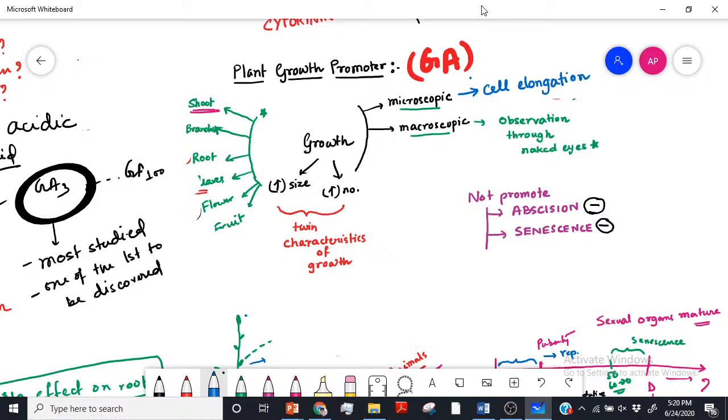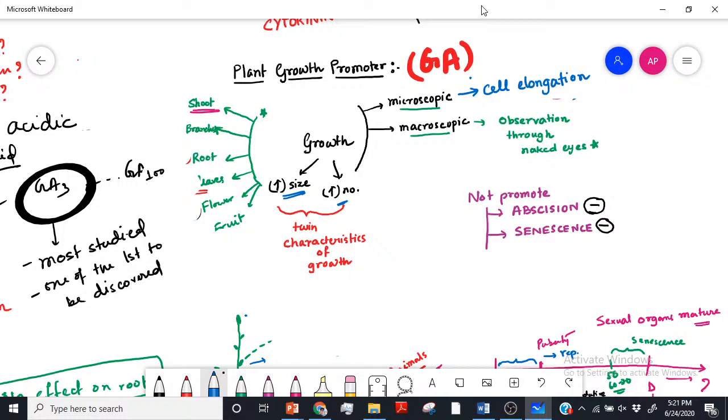That means cell elongation falls under which category? Increase in size, isn't it? Cell division falls in the category of increase in number. After cell division, you will get two daughter cells. But after cell elongation, what will you get? You will get an increase in the size of the cell, right? So basically, under the twin characteristics of growth, cell elongation falls under the size part.